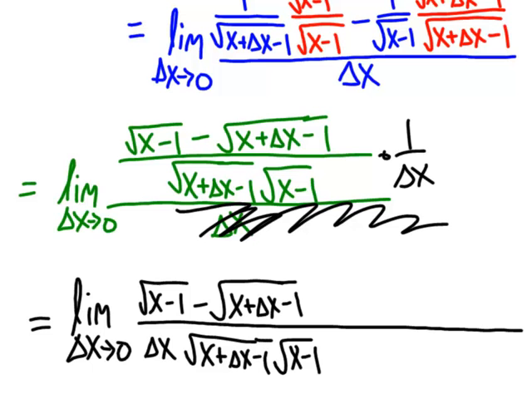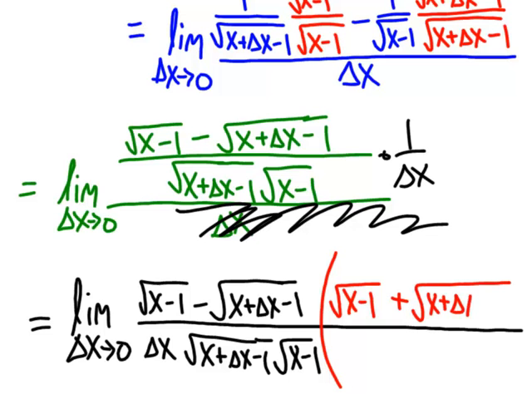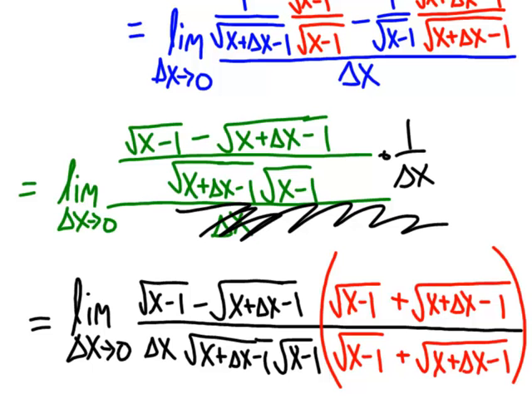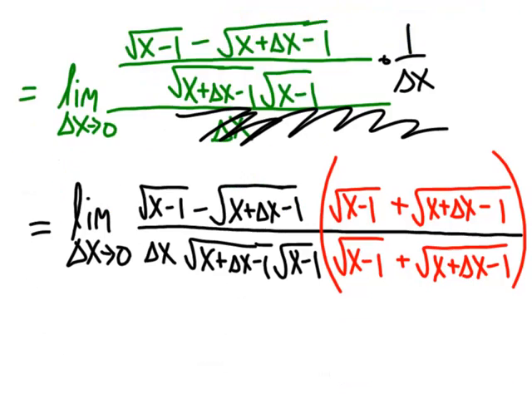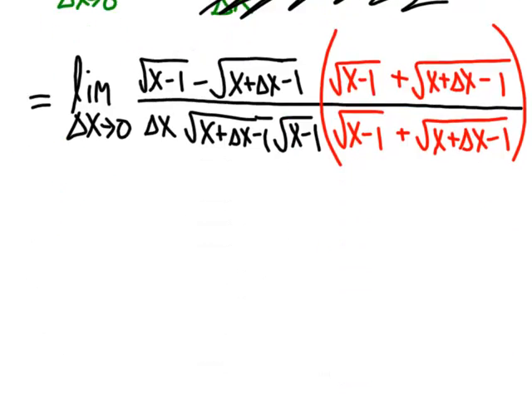And let's think of how we have handled expressions like this before. Do you remember how we do that? We multiply by the conjugate: square root of x minus 1 plus square root of x plus delta x minus 1. And then we cross our fingers and really hope that this works out, because we don't want it to get much uglier than this, huh? All right, there we go. Let's hope that this is the worst of the storm here.